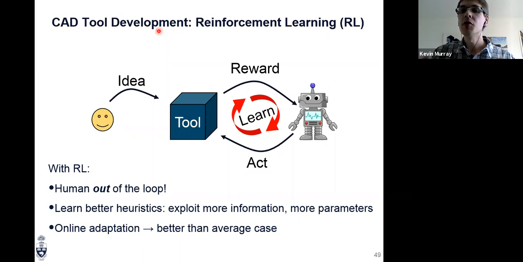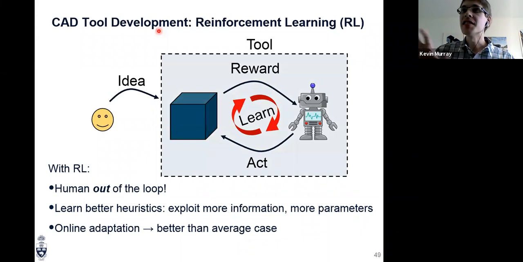It will be able to take in and exploit more information and consider more parameters than a human would be able to. And because the reinforcement learning agent is really embedded inside the tool, we should be able to have the tool adapt online to the problem that it's trying to solve to get better than average case behavior.